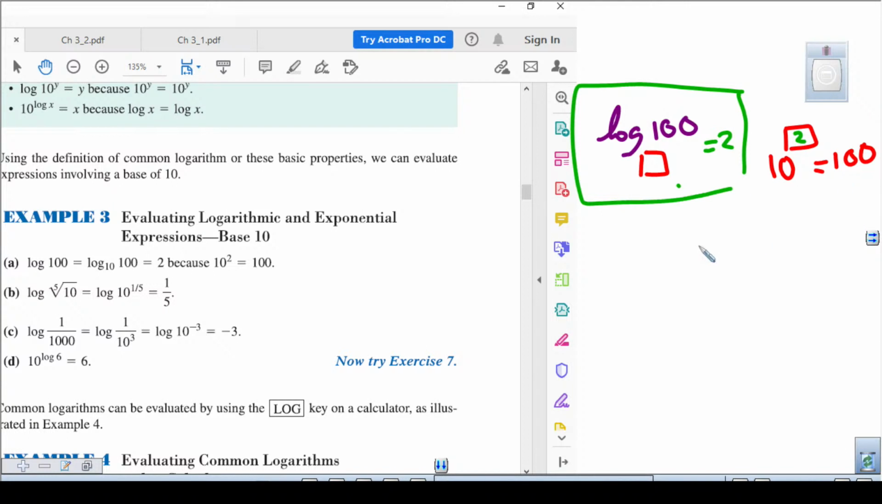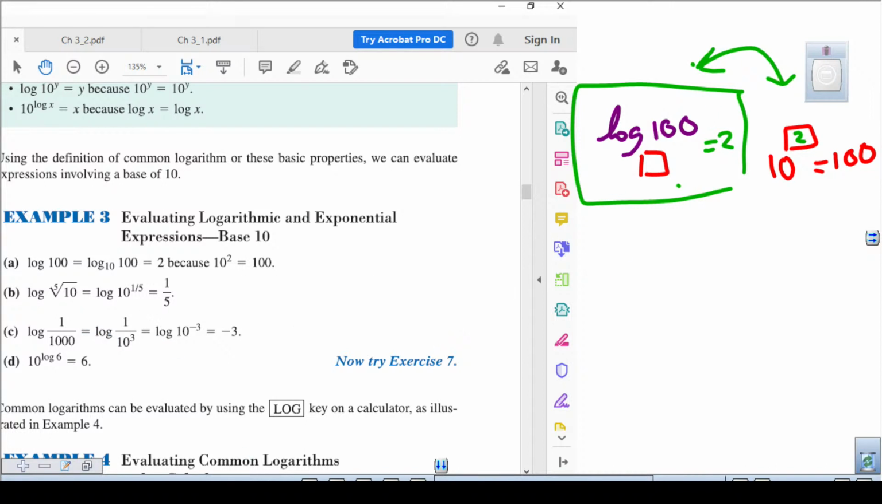That's why. You're going to find yourself doing a lot of this conversion between logs and exponentials to get your answer. Logs to exponential, exponential to log. Log to exponential, exponential to log. Now let's do the second one here.